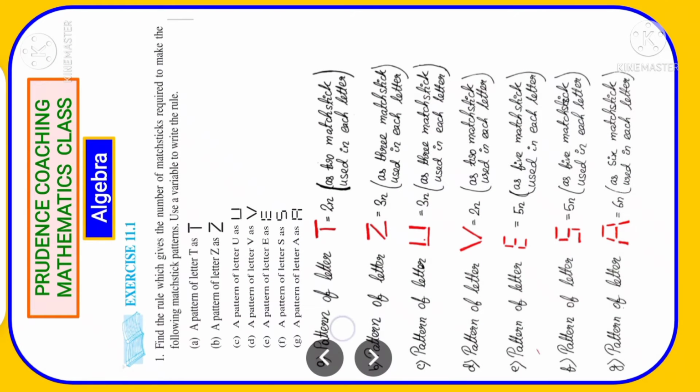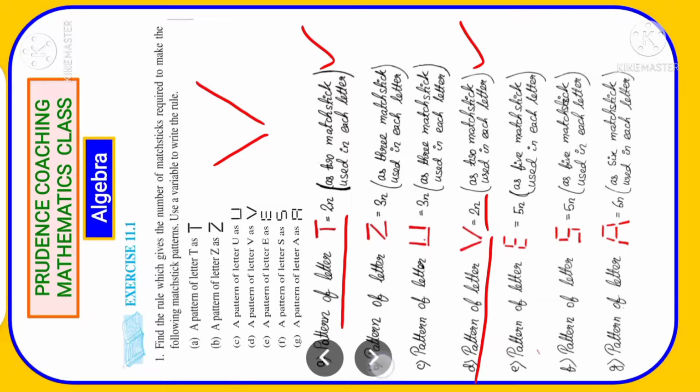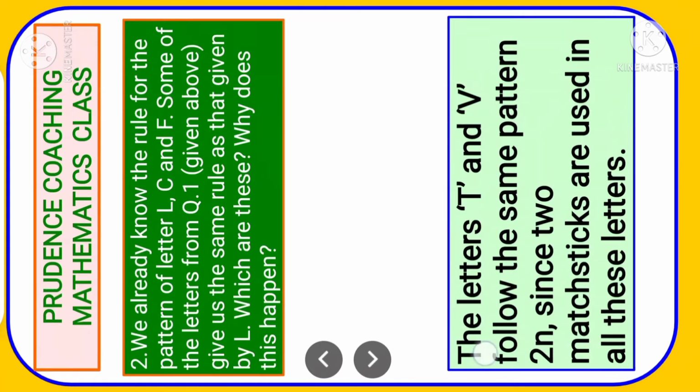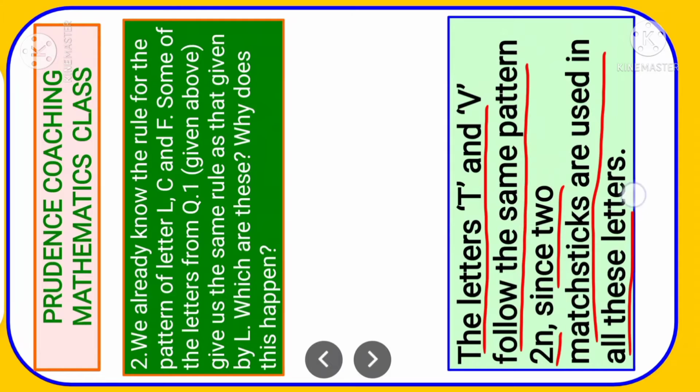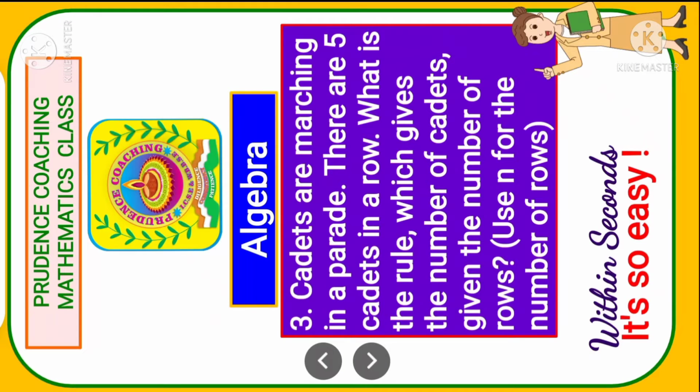As you can see, for the letter T, we require 2 matchsticks and we don't know how many letter T's are written. So 2 into n. So this is satisfying. And option D, that is the pattern of letter V, is also written using 2 matchsticks. So this 2 is constant, but we don't know how many letter V's are written. So 2 into n. So these 2 letters, T and V, are the answer here. So we will write the answer like this. The letters T and V follow the same pattern, that is 2n, since 2 matchsticks are used in all these letters.